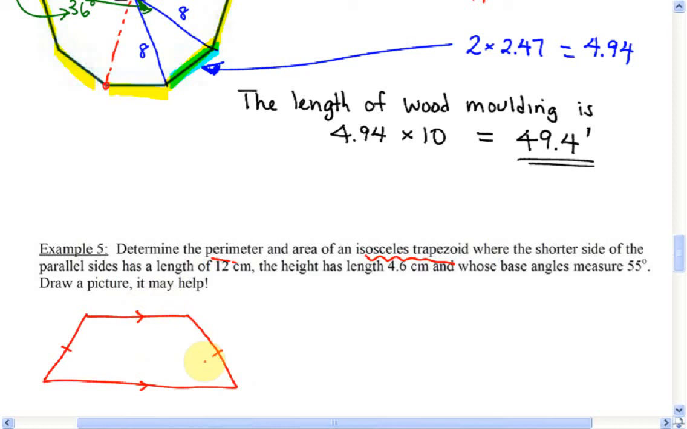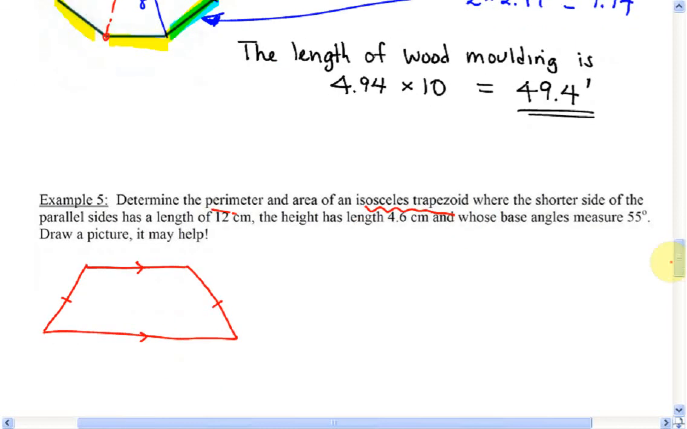In this picture, or in this question, it says the shorter side of the parallel sides has length 12, so this is 12. And the height, which is this, is 4.6. And it also says that the base angles measure 55 degrees. So this base angle down here is 55. This base angle over here is also 55.